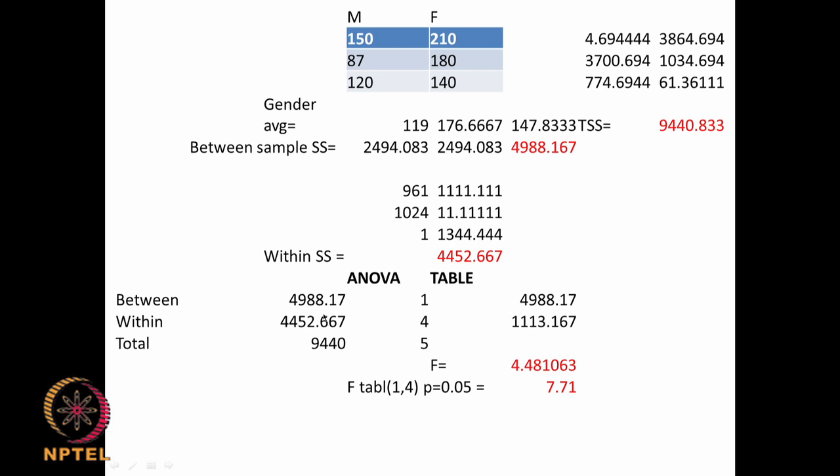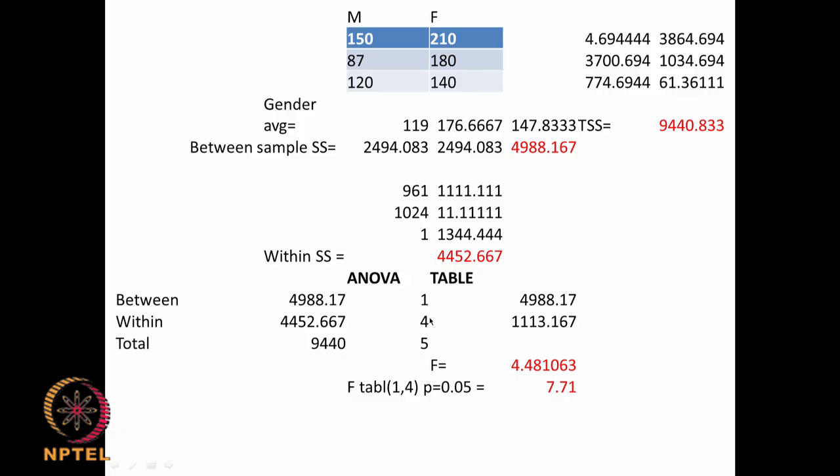Then the total. One important point you need to remember is that if you add up these two, you should get the total. The overall degrees of freedom is 6 data points minus 1, which is 5. Between has a degrees of freedom of 1 because we are talking about 2 genders, male and female. So within will come to be 5 minus 1, which is 4.